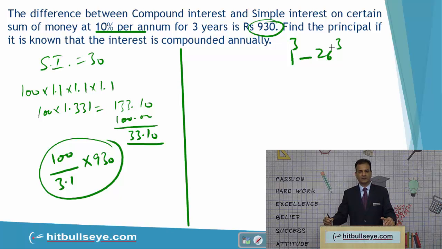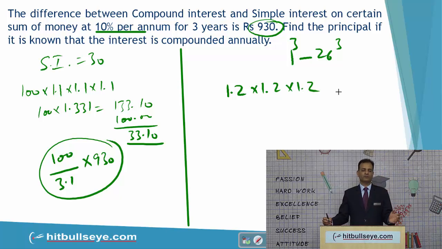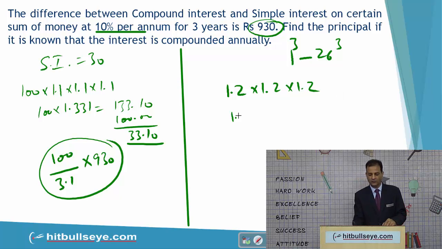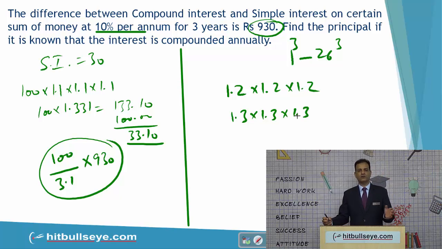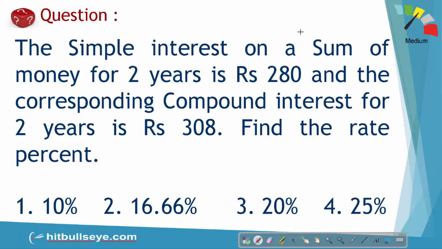Friends, suppose you have 20% for 3 years, you will do 1.2 into 1.2 into 1.2. Again, if you are aware of 12 cube, it will be very easy: 1728. Now suppose it is 30%, 1.3 into 1.3 into 1.3. What is 13 cube? If you are aware, 2197. So it will be very easy for you. Cubes 1 cube to 26 cube will be very helpful. Clear friends? You can see the method in the next slide. Now move to the next question.